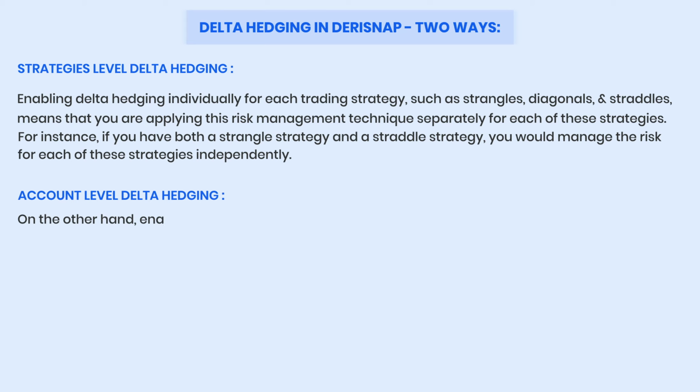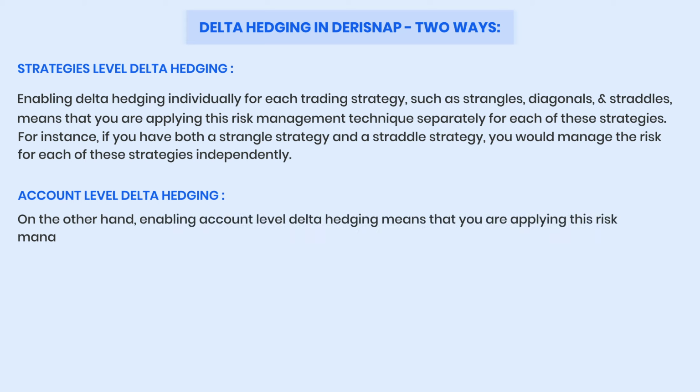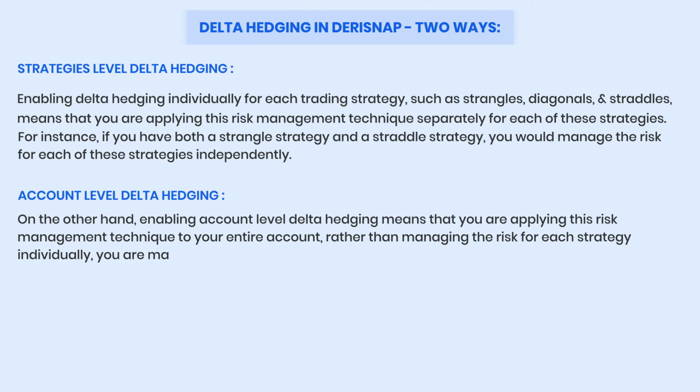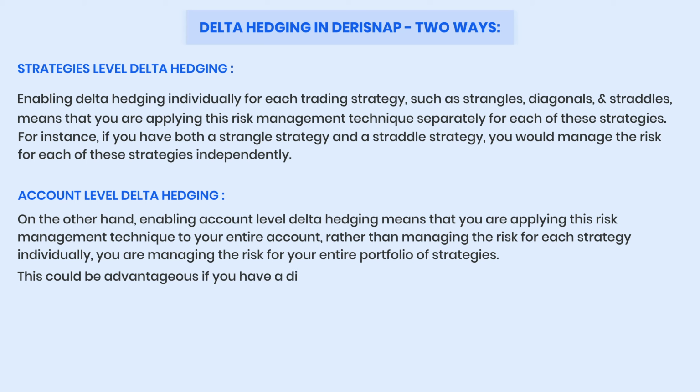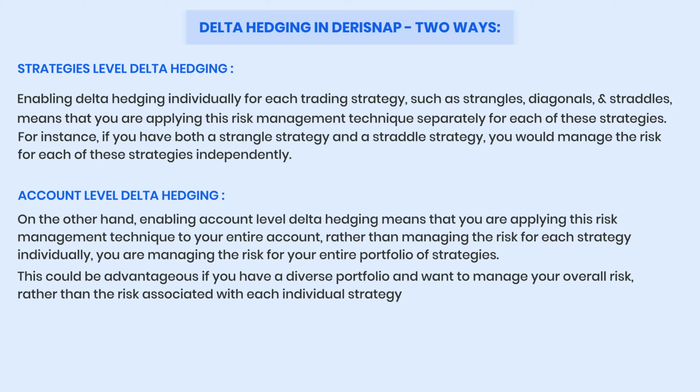Account level delta hedging. On the other hand, enabling account-level delta hedging means that you are applying this risk management technique to your entire account. Rather than managing the risk for each strategy individually, you are managing the risk for your entire portfolio of strategies. This could be advantageous if you have a diverse portfolio and want to manage your overall risk, rather than the risk associated with each individual strategy.